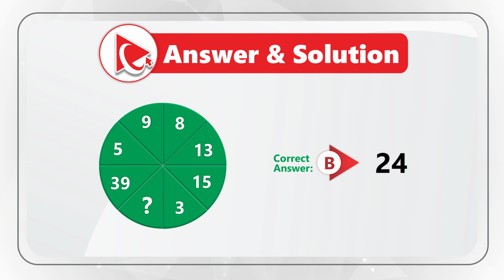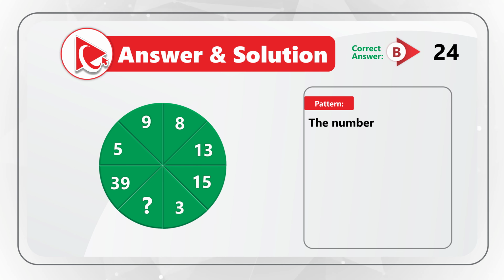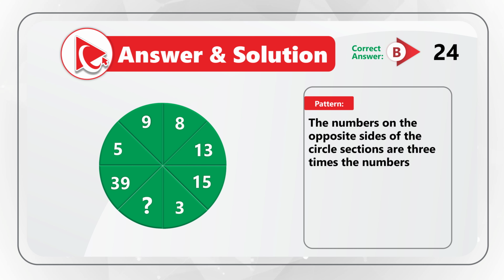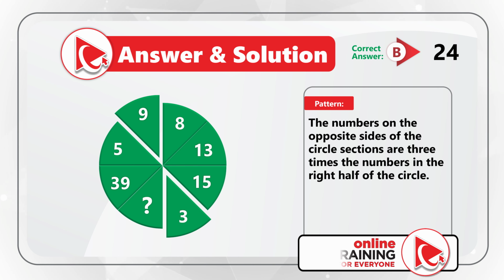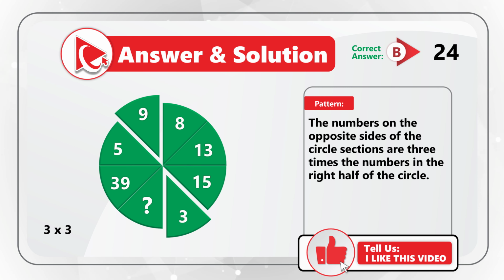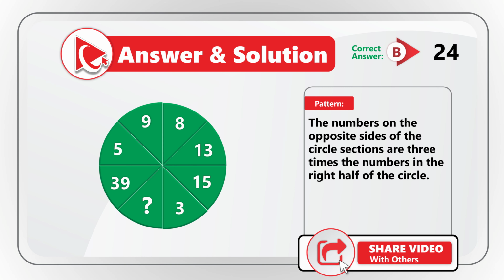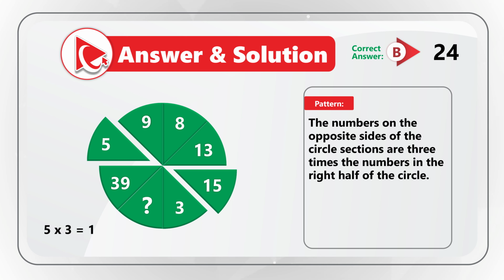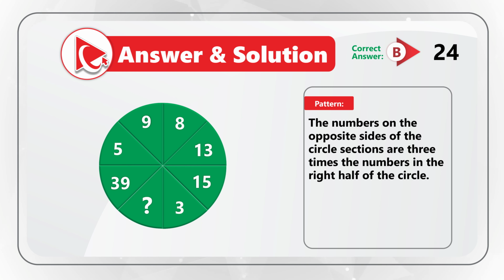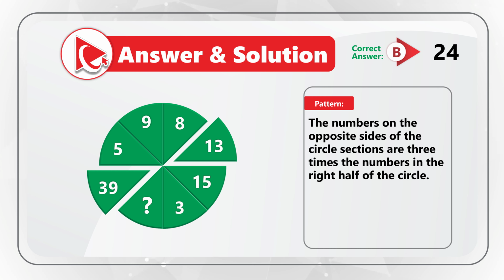And here's why. I think the numbers on the opposite sides of the circle sections are 3 times larger than the numbers on the other side. Let's take a close look. For example, the numbers on the opposite sides of the 5 o'clock and 10 o'clock sections are 3 and 9. And 9 is 3 times larger than 3. The next set of numbers is 5 and 15. And 5 multiplied by 3 equals 15. The next set is 13 and 39. And obviously, if you multiply 13 by 3, you will get to 39.